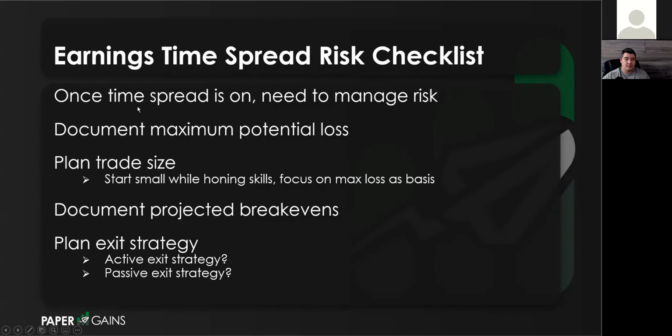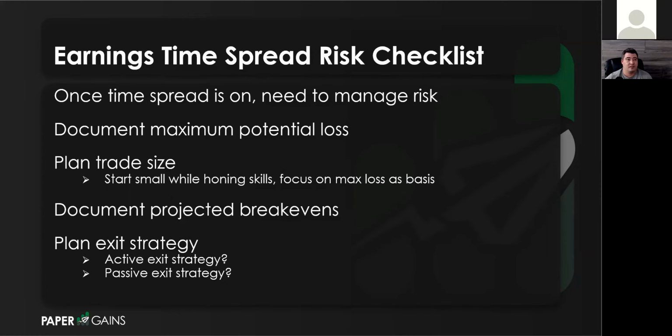Yeah, time spread checklist, right? So once the spread is on, this is how we manage it. We're going to have documented potential loss and estimated gain beforehand. So that's all going to be there. When you're starting this, I would say just do it with one or two lots. If I was buying 5 contracts, that's a 5 lot. If I was buying 10 contracts, that's called a 10 lot, right?